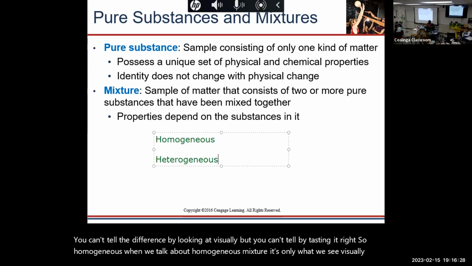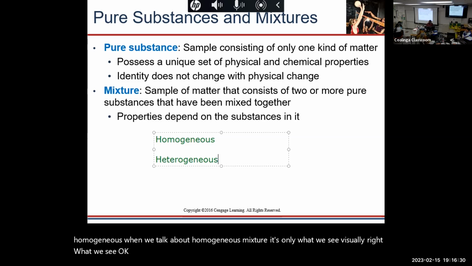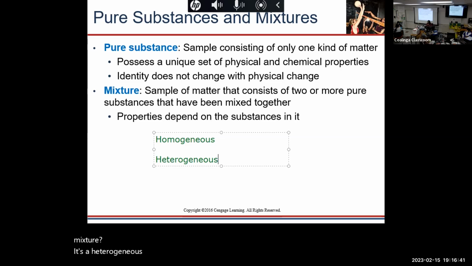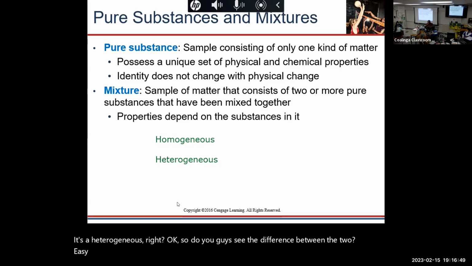So if I have salt and pepper and I mix those together, is that a homogeneous mixture? Nope. It's heterogeneous. So you guys see the difference between the two? Easy. Okay, now let's talk about some hard things.